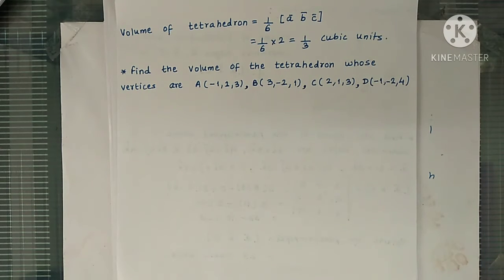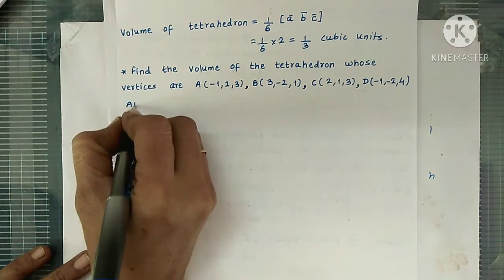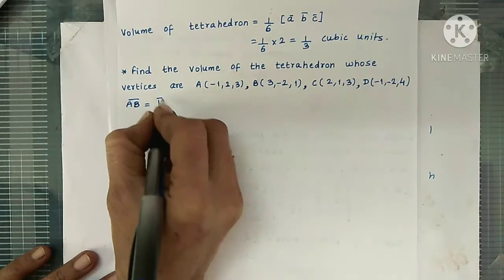So the coterminous edges are AB bar, AC bar, AD bar. You can take any point common. You can take BA bar, BC bar, BD bar also, CA bar, CB bar, CD bar, or DA bar, DB bar, DC bar. Any set of these vectors will do. So let's take A as the common point. First of all, let's find out AB bar. So AB bar is B bar minus A bar.